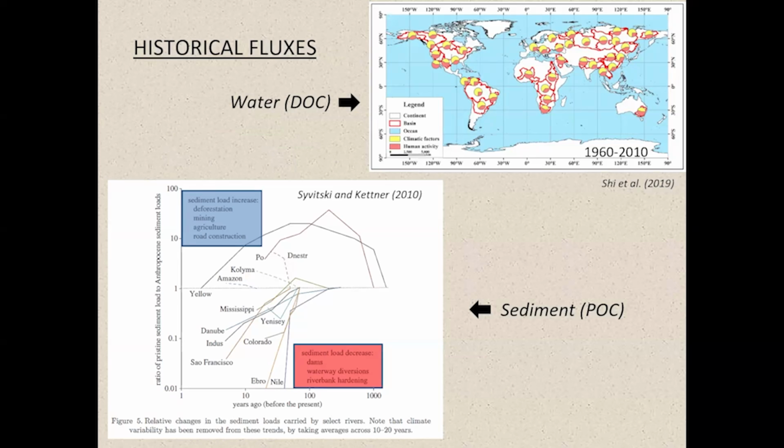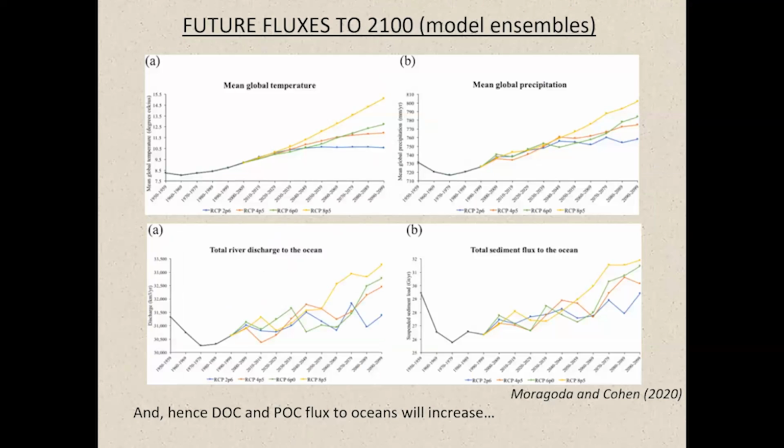We've seen these familiar figures in sediment, and each river basin has had a very complex history of a combination of land use change, engineering, and climate change in the past that has generated a major change in sediment flux and potentially a change then in carbon fluxes as well.